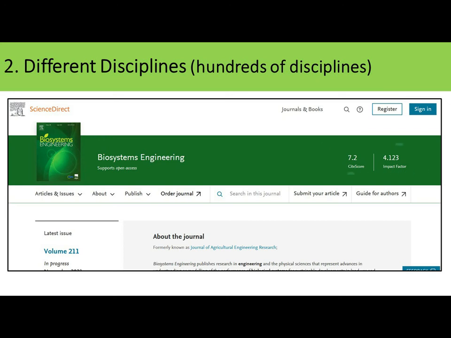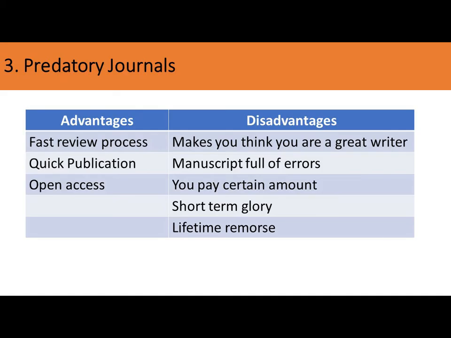It has a site score of 7.2, or an average citation for a journal article based on a 3-year window of Scopus. And it also has a high impact factor, which is 4.123, a score of Web of Science based on a 2-year window. Number 3, let us now talk about advantages and disadvantages in publishing to suspected predatory journals.